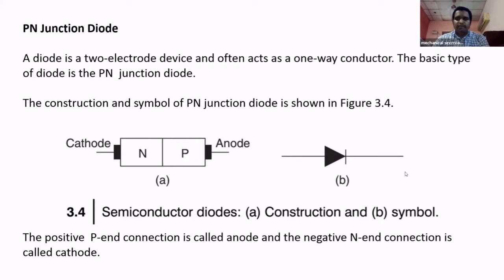See here, it is the symbol of the diode. It shows the direction of the current, meaning the current is flowing from left to right. The direction shows the flow of electrons or holes, whatever it is.